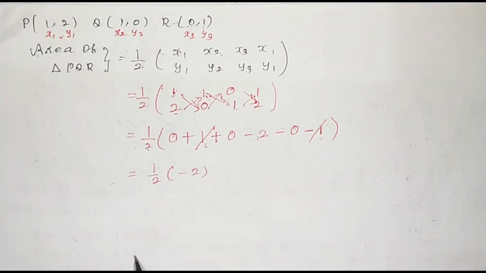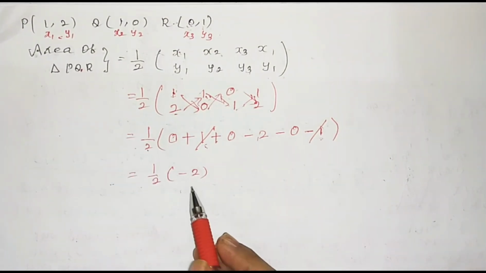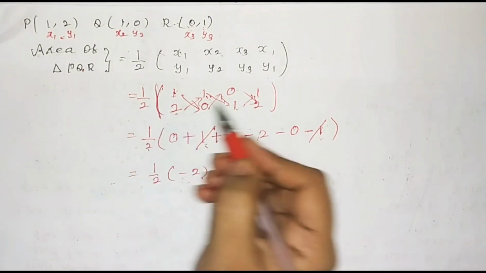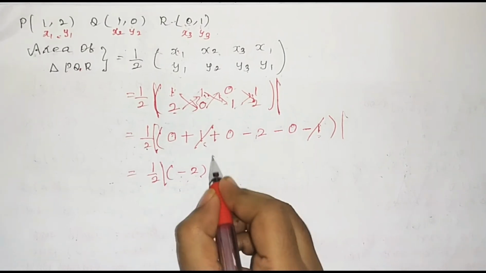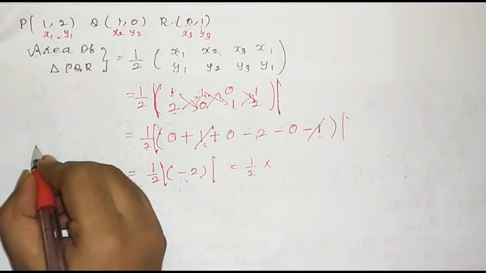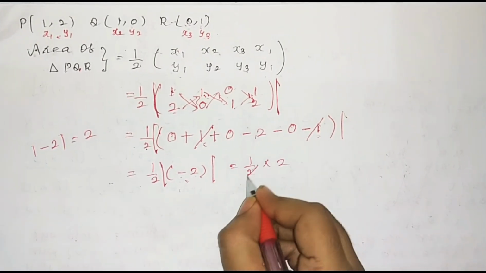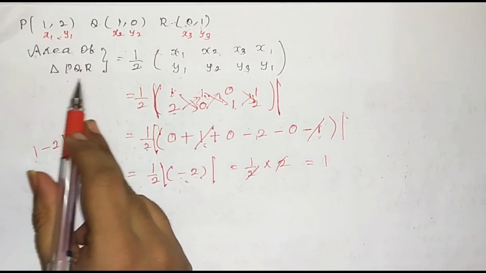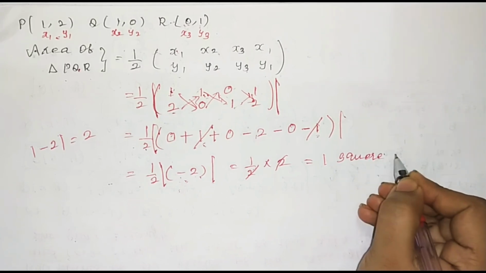Already I told you the area of triangle value should come positive only, but here minus 2 is coming. So instead of bracket, here we can write modulus. Now 1 divided by 2 into modulus of minus 2, we can write plus 2. So 2 by 2 we can cancel, 1. So area of triangle PQR you get 1 square unit.